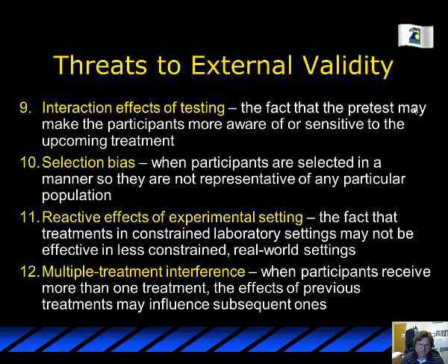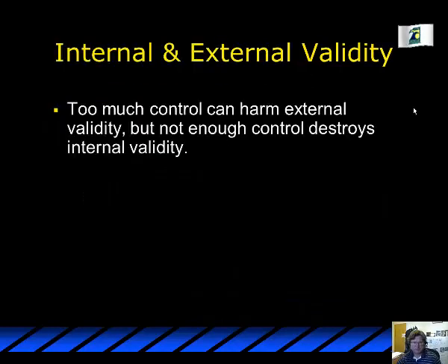So the four threats to external validity are a little bit harder to understand than internal validity, and I'm not saying they're not important, because they are, because if we don't take care of these we cannot generalize our results. But I will say for an undergraduate research methods course, our focus needs to be more on controlling threats to internal validity. So, in general, some generalizations here. Too much control can harm external validity, but not enough control can destroy our internal validity.